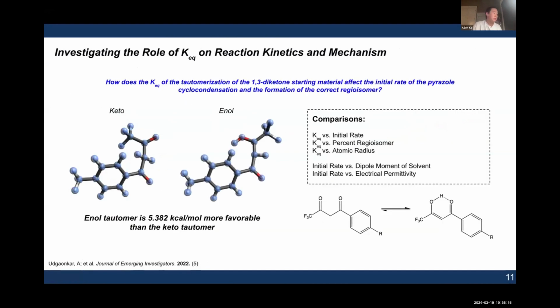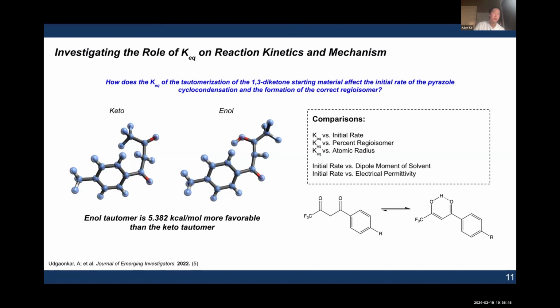With this in mind, a new question of interest became clear. How does the equilibrium constant of the tautomerization of our diketone starting material affect the rate of pyrazolyl cyclo-condensation, along with other metrics such as formation of a regioisomer? Through DFT analysis, we concluded that the enol tautomer was more favorable than the keto one by over 5 kcal per mole, further prompting us to pursue a number of different comparisons pertaining to the varying solvent-catalyst equilibria and the subsequent rate of the reaction.